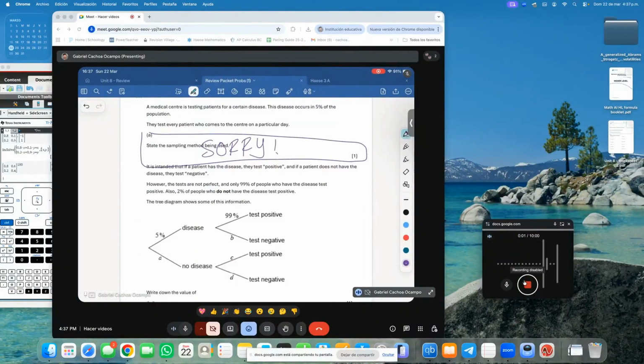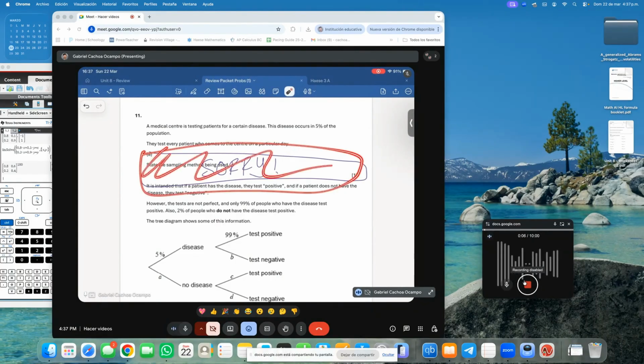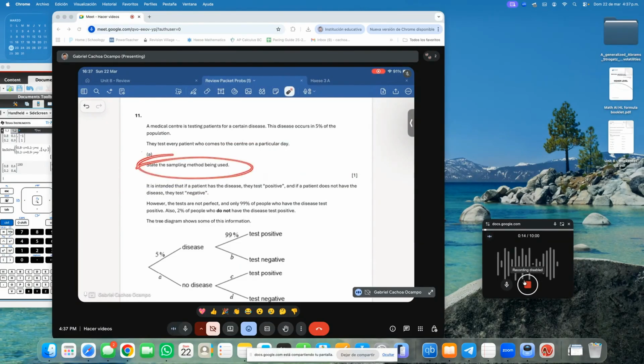Okay, for this problem, here, I have a problem. Sorry, I shouldn't have erased it. So here they are asking you what sampling technique you have used for this problem. There is a list of the sampling methods, and you need to memorize that list.